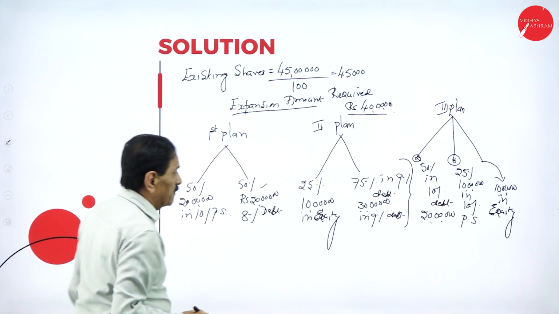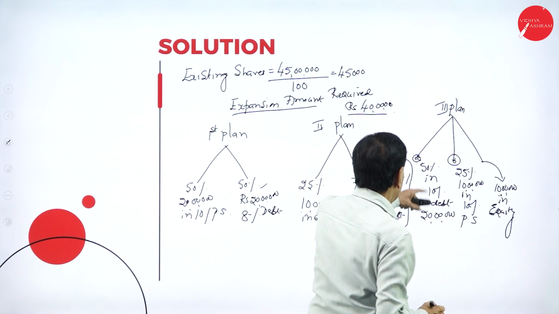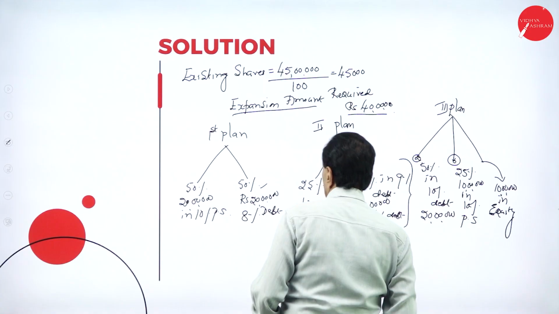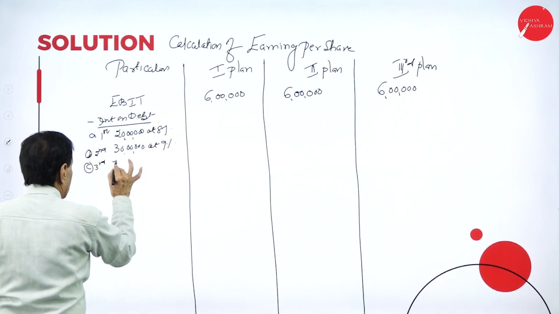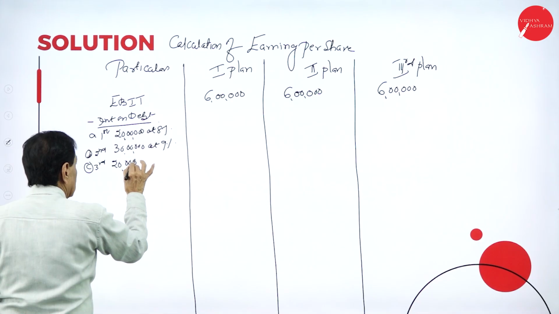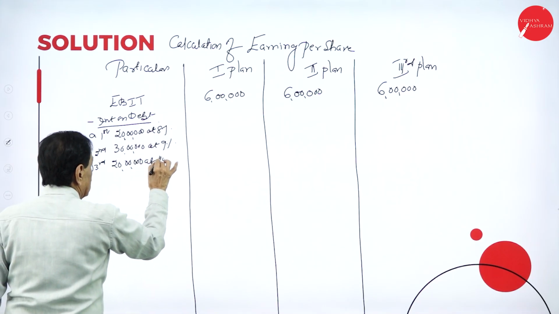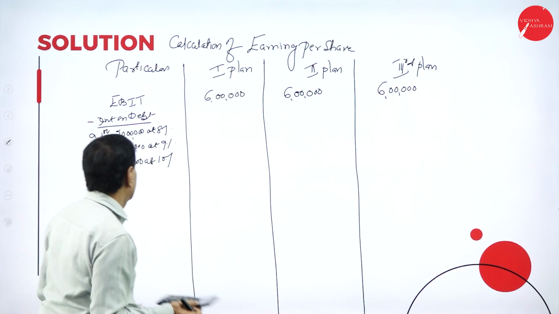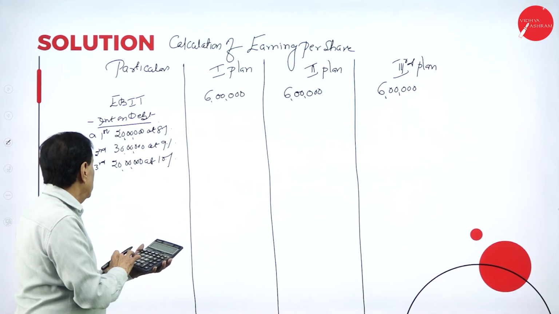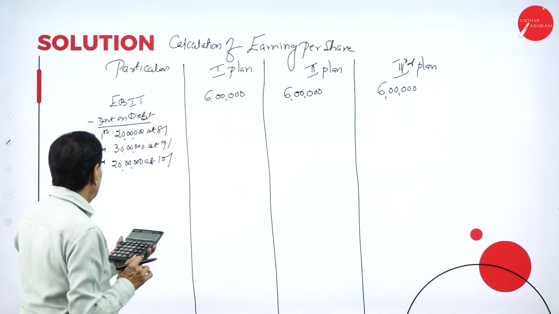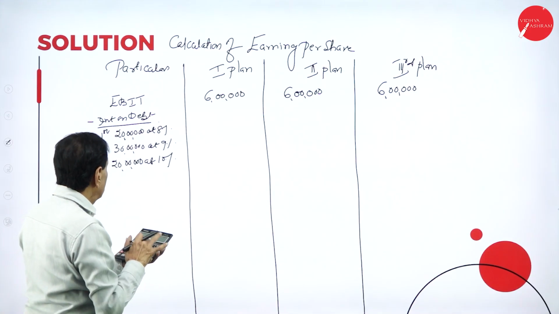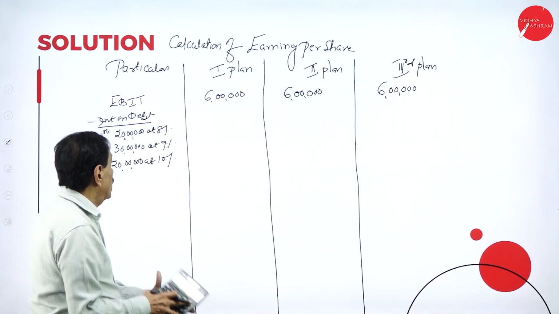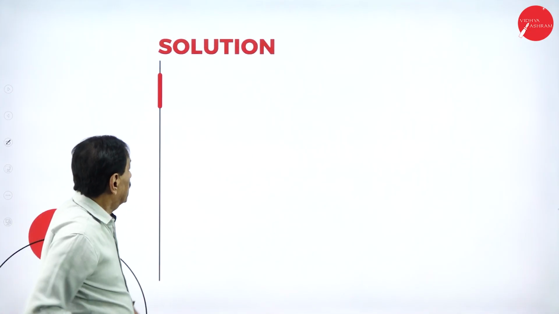Third plan here: 20 lakh in 10% debt. 20 lakh at 10% debt. Proceed here as per the working note. We'll start. 20 lakh into 8 divided by 100 is 1,60,000. This comes here.